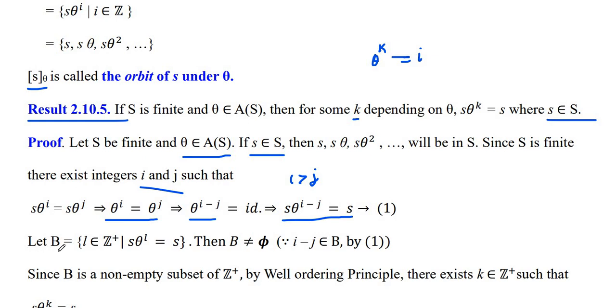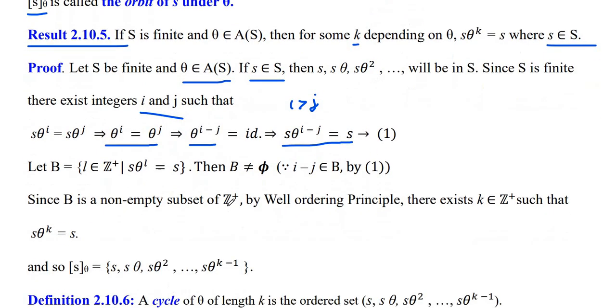Now we consider B to be the set of all positive integers l such that the image of s under theta power l is s. Such a collection is named as B. Now because i minus j belongs to this collection, this is non-empty. Whenever we have a non-empty subset of positive integers, by the well-ordering principle, we can have one k in Z plus, the least positive integer, for which you have s theta power k to be s. We can find one least positive integer k such that this one holds.